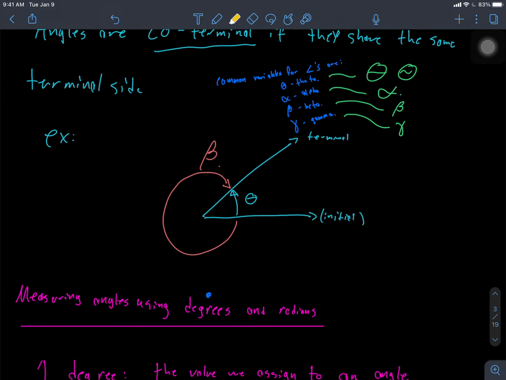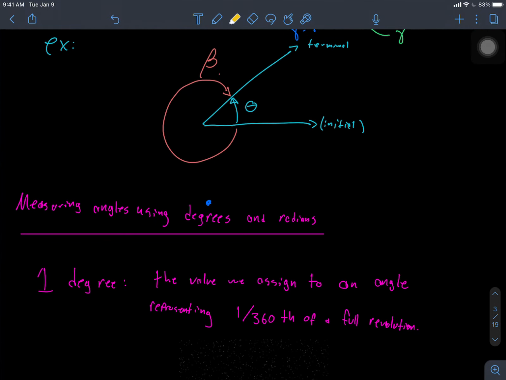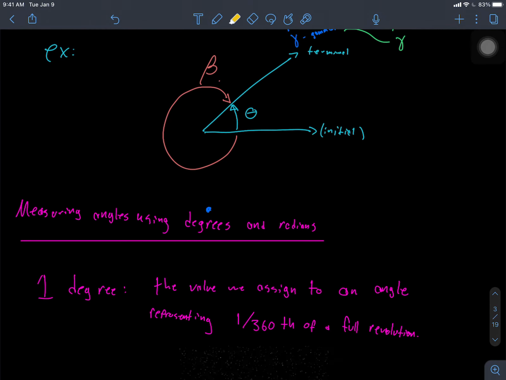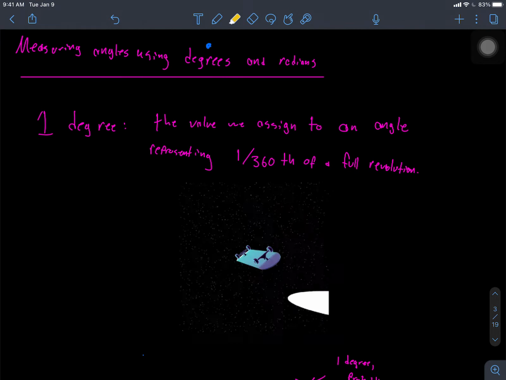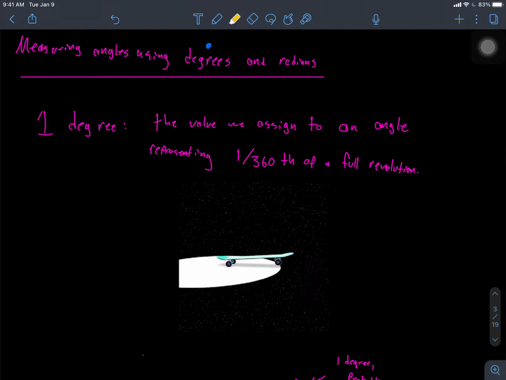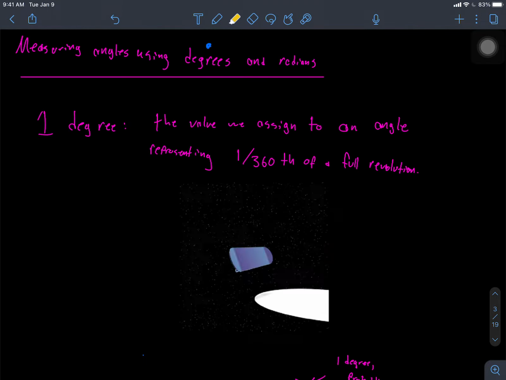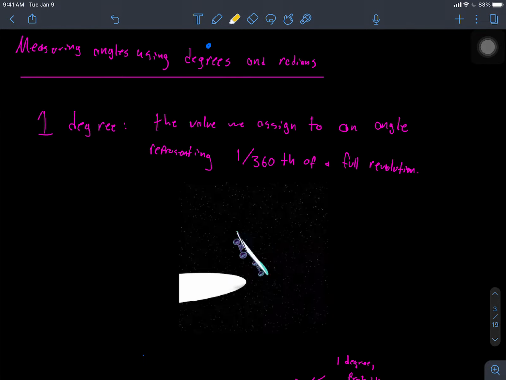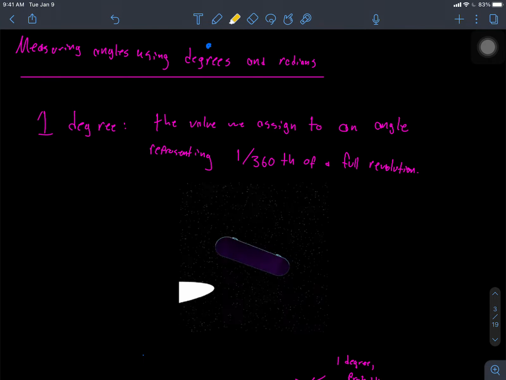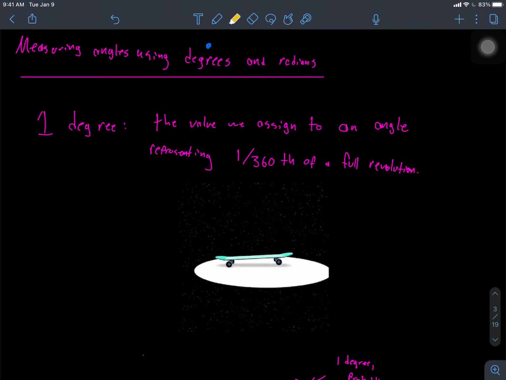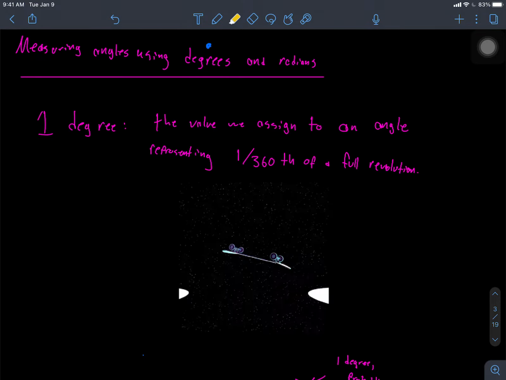All right, so how do we actually assign a quantity to describe the measure of an angle? So we have, first of all, degrees. The way degrees work is we assign to an angle, 1 degree is the measure that we assign to an angle which represents 1/360th of a full revolution.